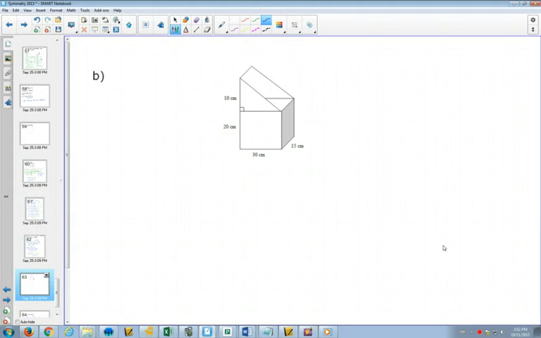So we could do this one the same way that we did the other ones. We could say our first shape is this rectangular prism. Our second shape is the triangular prism at the top. Find the surface area of both of them and then subtract what sides are missing.